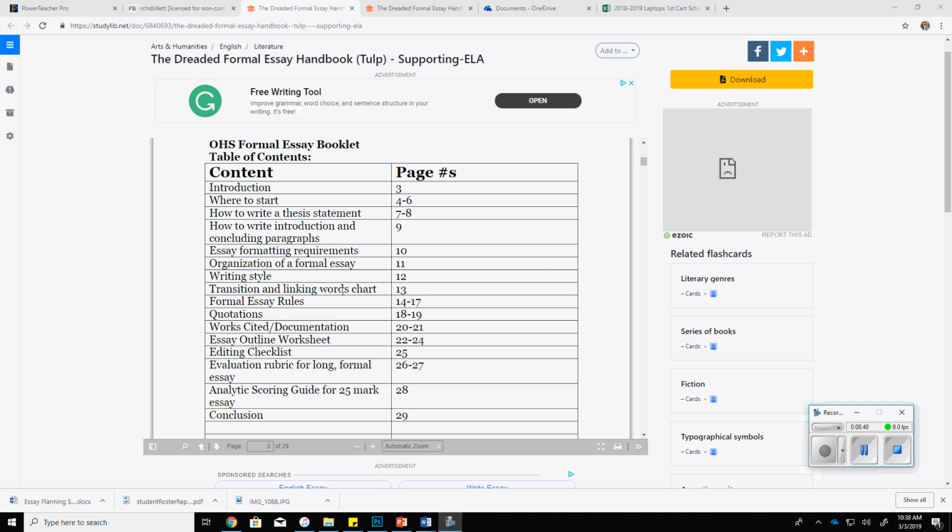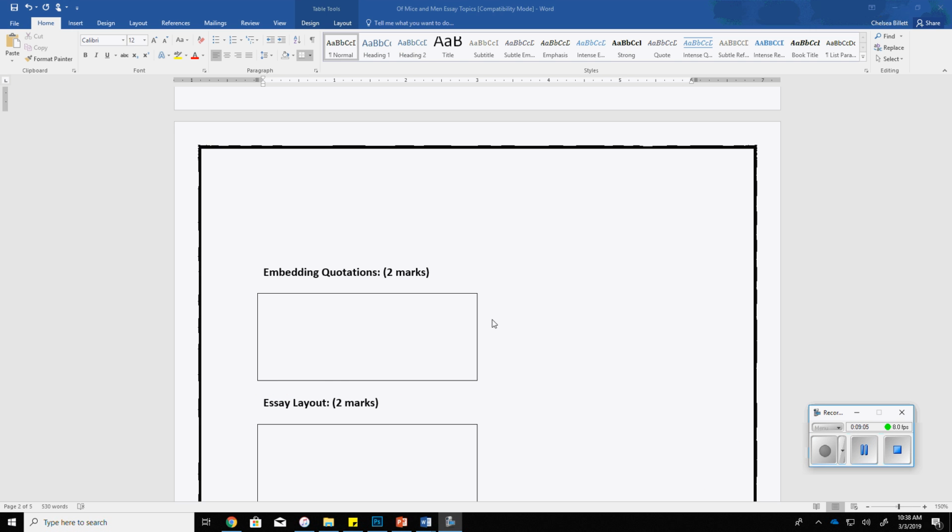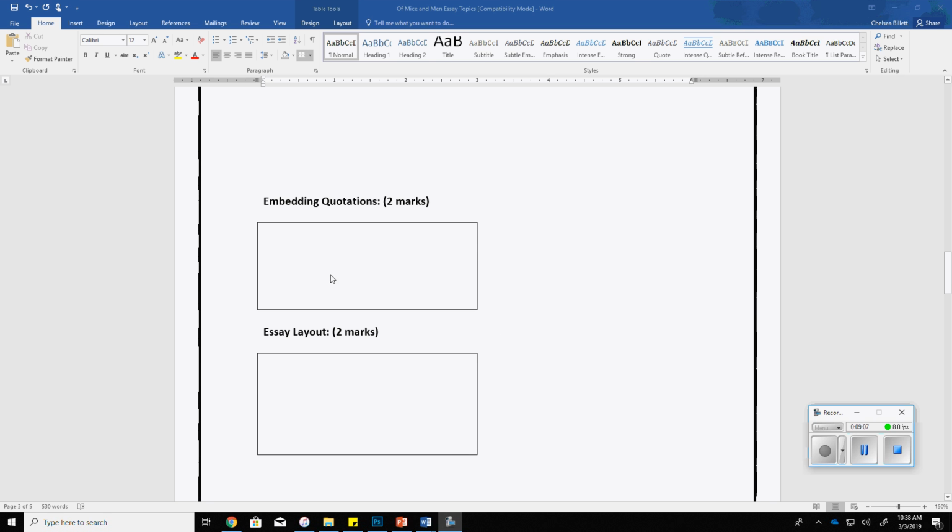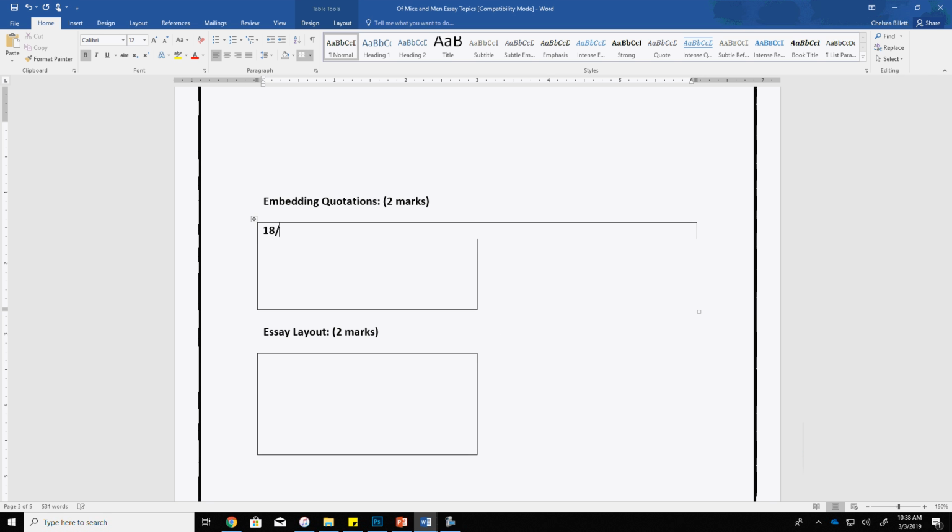Transitions, I printed this sheet off for you a few times. So again, we should be using 3 transitions per essay. Quotations, this is good on page 18 and 19. It shows you how to embed them, and you'll need to read page 18 and 19 to complete the embedding quotations question, which is on the following page. Let me show you. So again, right here, okay, you'll need to read page 18 and 19 of the Dreaded Formal Essay Handbook. I'll just abbreviate it there.